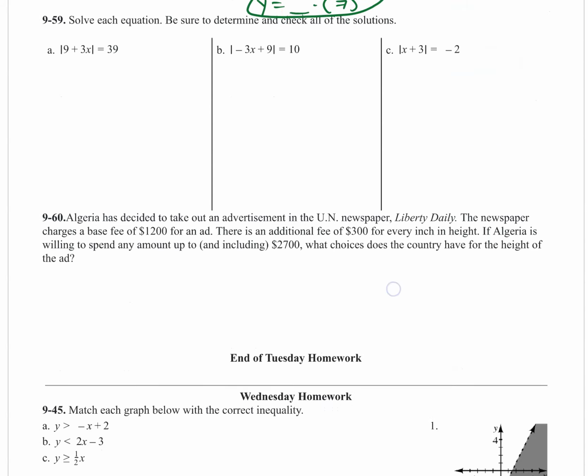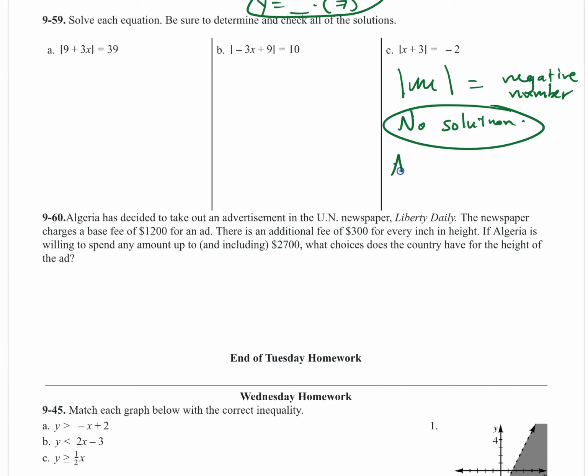Moving on. 9-59. Solve each equation. Check your solutions. Let's look at C. The absolute value of something is equal to a negative number. When does that happen? And the answer is never. Absolute value always makes things positive, so this one is no solution. And it's no solution because absolute value only equals positive numbers.